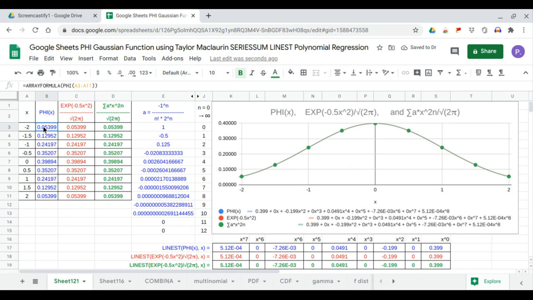Now, all three of them are the same. And their regression coefficients are also the same. That means the trend lines are the same. The trend line equations are the same. This completes the use of Taylor-Maclaurin SERIESSUM and LINEST polynomial regression to generate dataset and trend line and Gaussian functions of the phi and Gaussian functions.